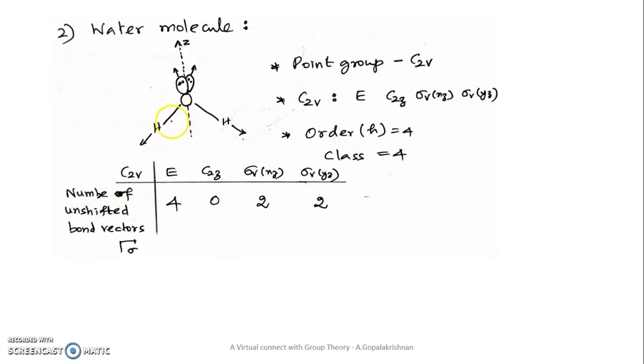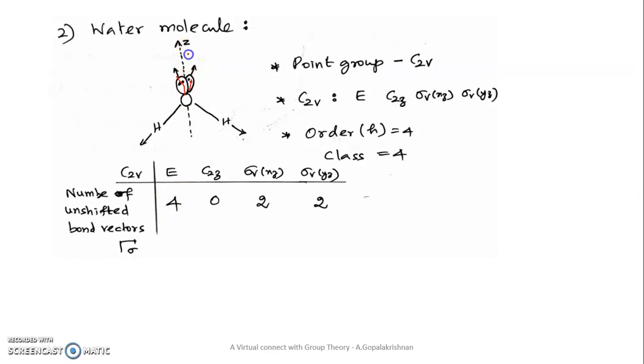So I'll fix 1 vector along this bond, 1 vector along this bond, and 2 vectors along the lone pair orbitals. This is one bond vector, this is another bond vector. So we have 2 bond vectors here, and totally we have 4 bond vectors. Now I am going to carry out the operations and find out how many bond vectors are unshifted. Identity operation means doing nothing. So all the 4 bond vectors remain as such. In the place of E, I'll put 4. All the 4 vectors are unshifted.